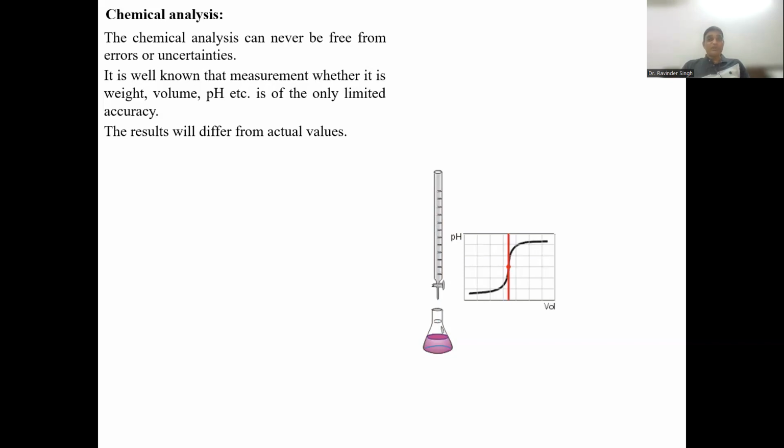वो जो टीचर के अनुसार आपका रिजल्ट आना चाहिए, वो उसी जैसा आ भी सकता है और डिफर भी कर सकता है. That is the meaning here. The result may or may not differ from the actual values. Actual values means जो टीचर को पता है, जो सॉल्यूशन टीचर ने खुद बना के आपको दिए हैं. जब टीचर ने वो सॉल्यूशन बनाया है तो उसको तो सॉल्यूशन की कंसंट्रेशन का पता है.